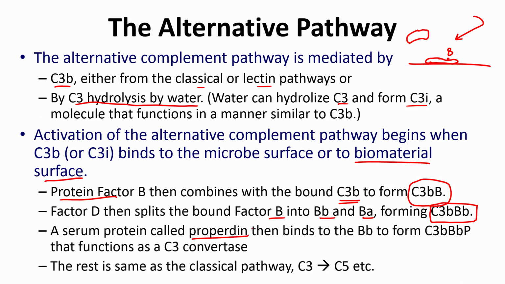Now we go all the way to a serum protein called properdin, which then binds and forms the C3 convertase, which is the common junction for all the complement pathways. The rest then remains the same as the other pathways. C3 goes to C5, and that causes further activation of the complement system.